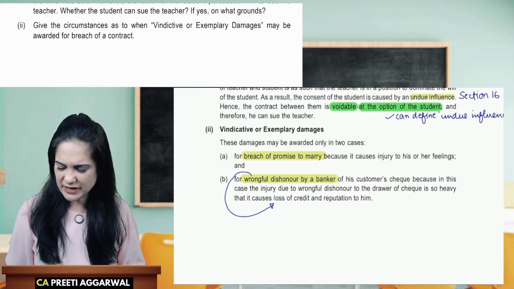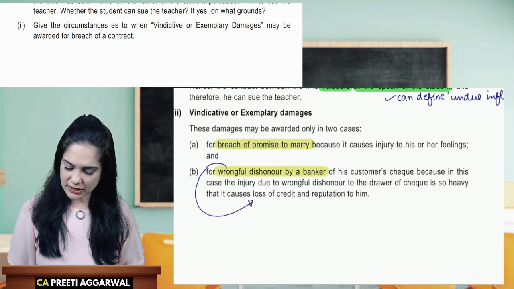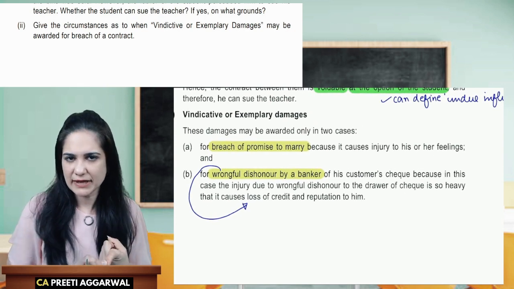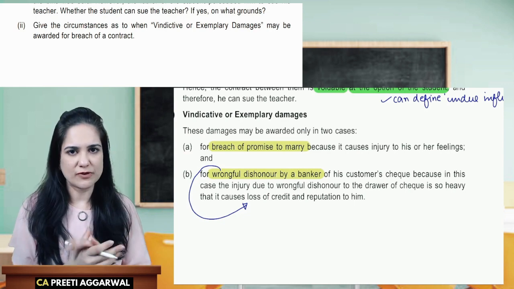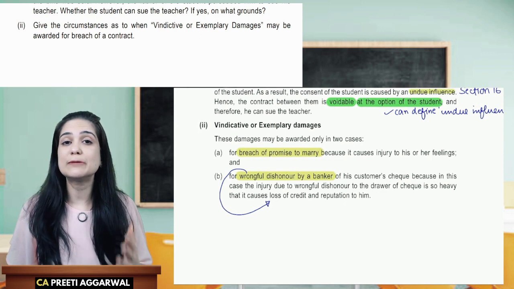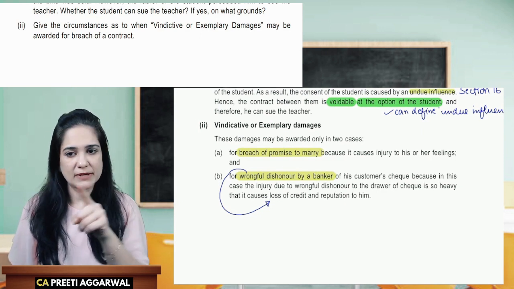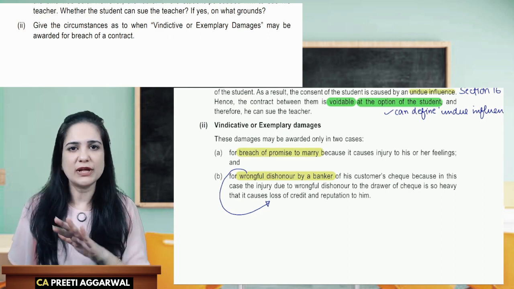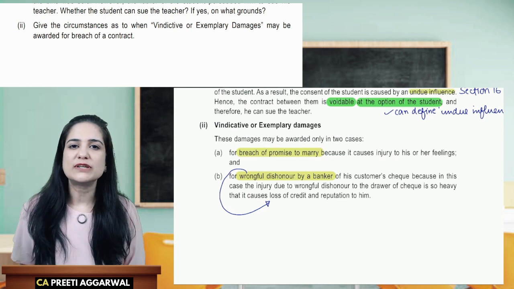So exemplary or vindictive damage, it's a theory question, you already know about it. It is awarded only under two circumstances. One is breach of promise to marry. Here again there is loss of goodwill, so the aggrieved party can claim damages from the other party. These vindictive damages or exemplary damages, they are also a kind of disciplinary damages wherein my aim is to punish the other party. The damages which may be awarded are generally more than the actual damage. Okay, then for wrongful dishonor of check by the banker.